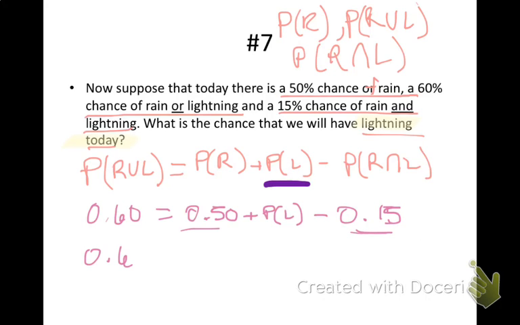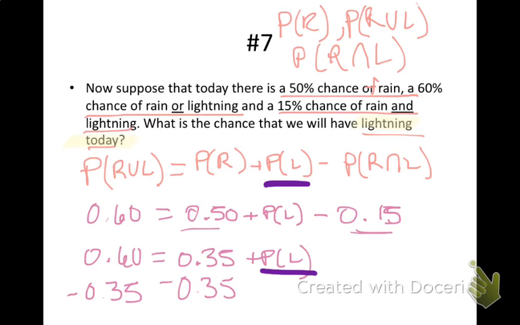So we have 0.60 equals 0.35 plus the probability of lightning. 0.50 minus 0.15, that's where the 0.35 came from. And since I'm trying to get the probability of lightning by itself, I'm going to subtract these from both sides. And we're left with the probability of lightning is going to be equal to 0.25 or 25%.